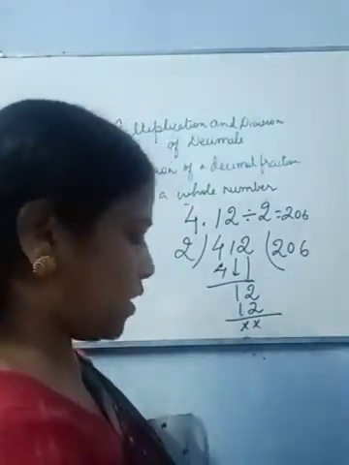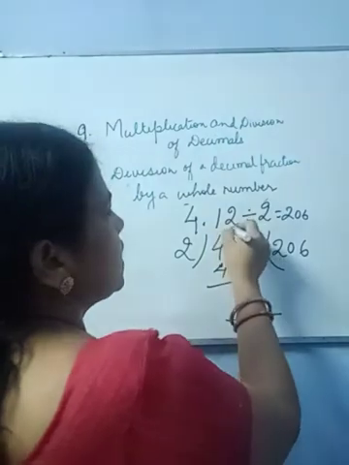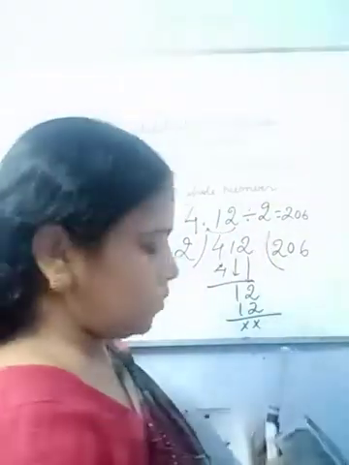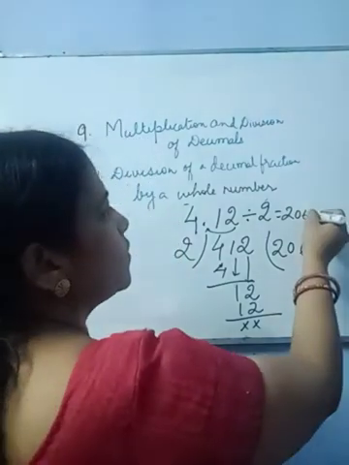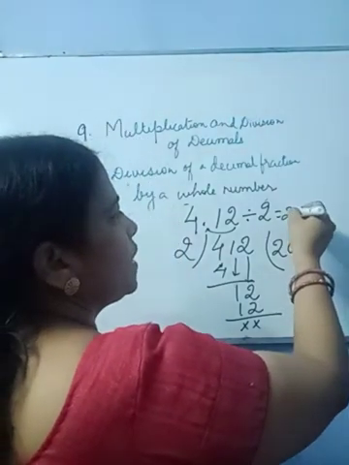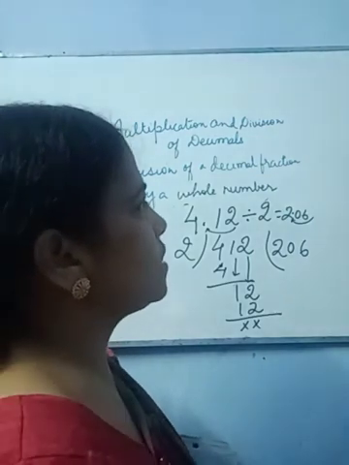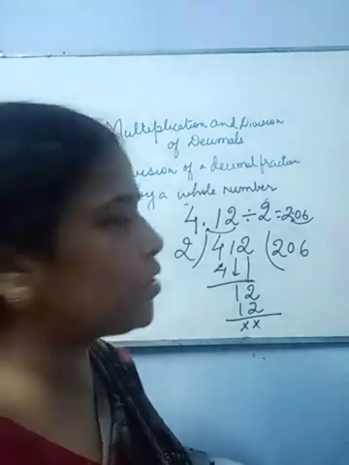Now where to put this decimal place? We see here after 2 digits we have to put the decimal place. So in the answer also we have to put the decimal place after 2 digits, that is 2.06.